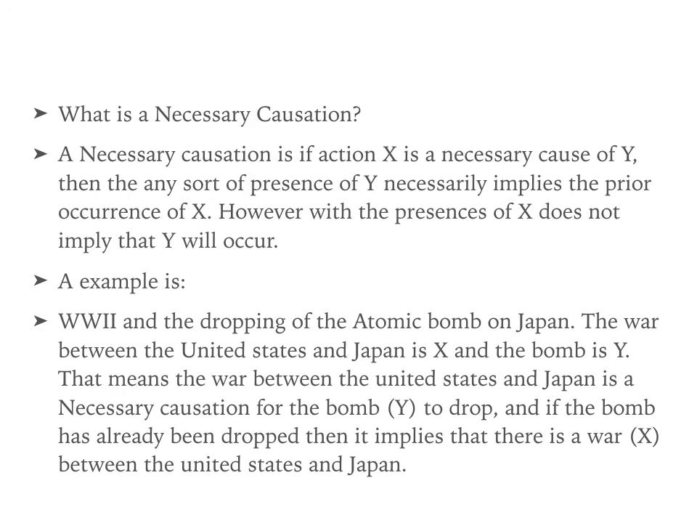An example is World War II and the dropping of the atomic bomb on Japan. The war between the United States and Japan is X and the bomb is Y. That means the war between the United States and Japan is a necessary causation for the bomb, Y. So any presence of the bomb being dropped implies that there was a war between Japan and the United States.